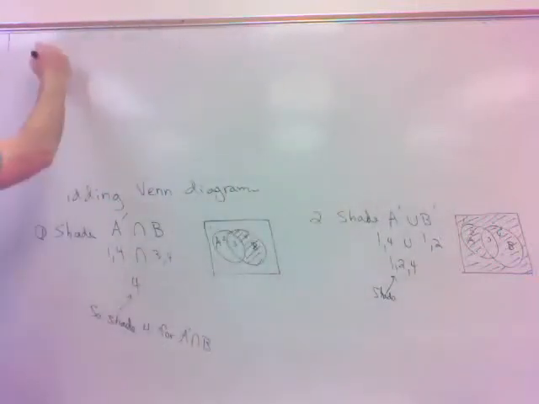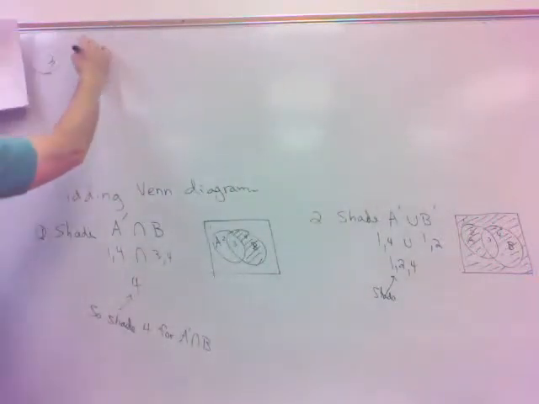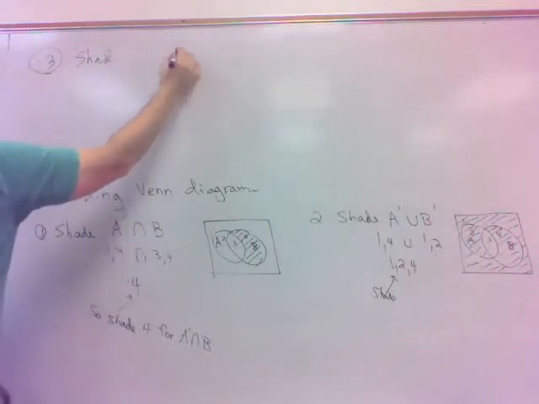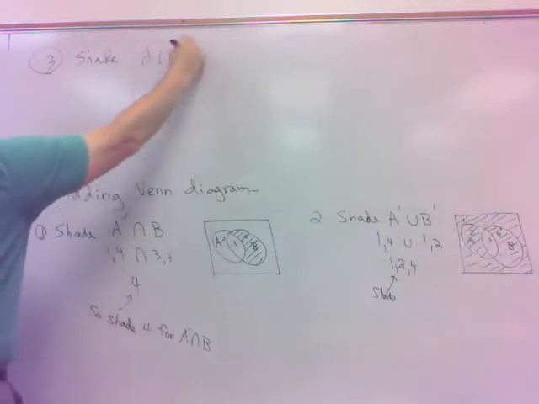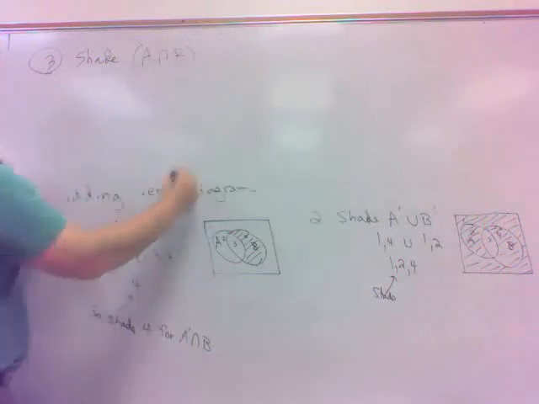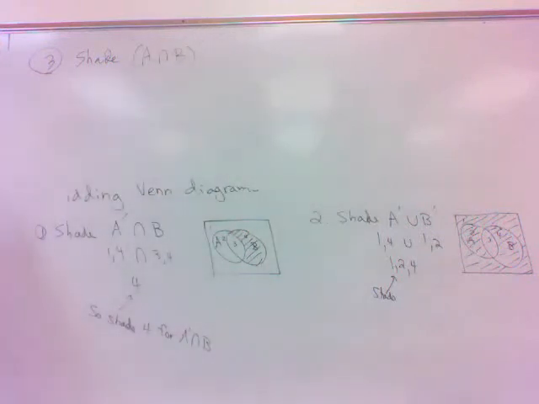Okay. Number 3 to do, right here. Shade A intersection B complement. Parentheses around A intersection B, with the complement on the outside of the parentheses.